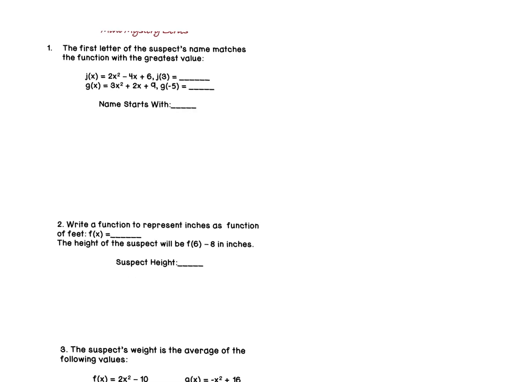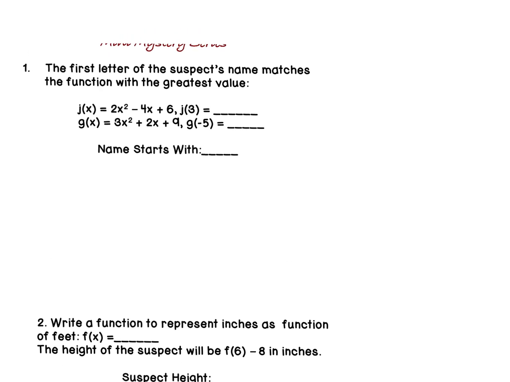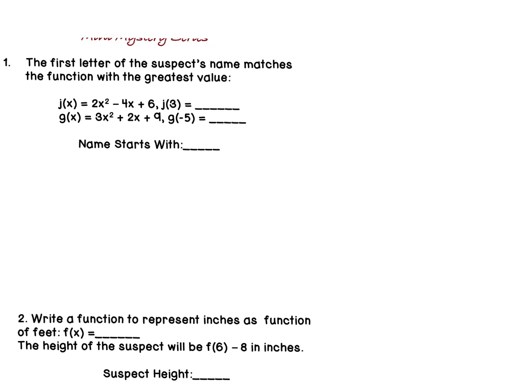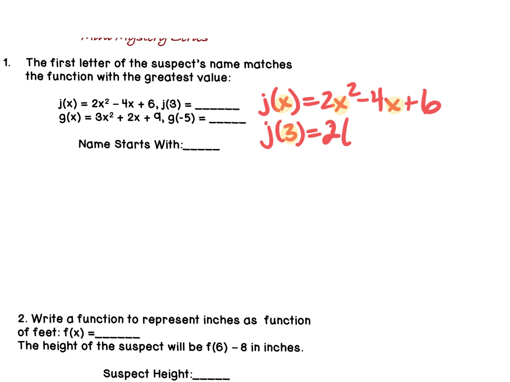So we did talk about this in class, but I know some of you were absent last week, so I just wanted to come on and go through this a little bit more slowly and explain how we do this. So for the first function, we've got j of x equals 2x squared minus 4x plus 6, and they're asking me to find j of 3. So what that means is anywhere there's x's, I'll plug in a 3. And so I'm going to have 2 times 3 squared minus 4 times 3 plus 6.